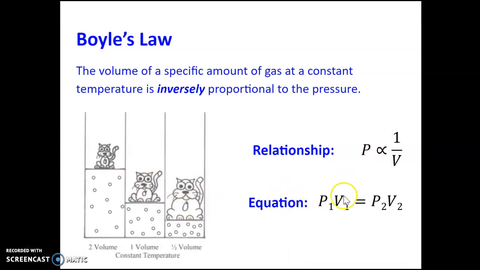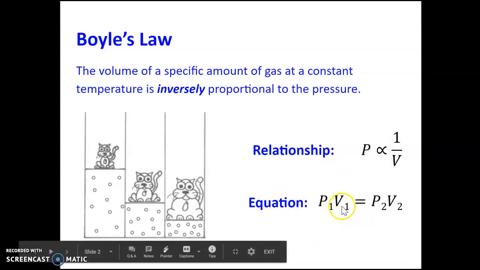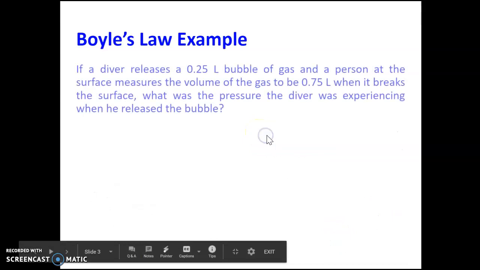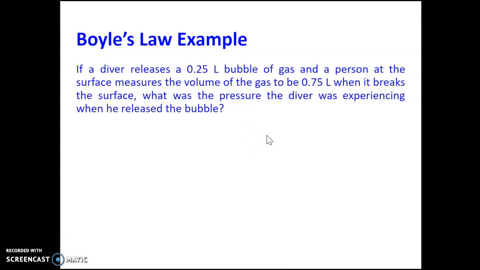So the equation for that is pressure 1 times volume 1 equals pressure 2 times volume 2. Using this equation is very straightforward. So if we have an example where a diver releases a bubble of 0.25 liters, and then somebody at the surface measures the volume of that bubble when it gets to the surface of the water, and it's 0.75 liters, what's the pressure that the diver is experiencing under the water?